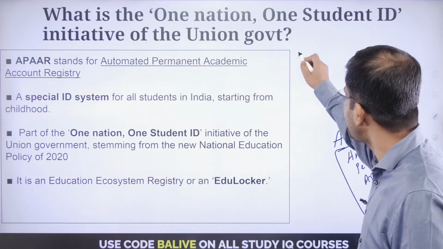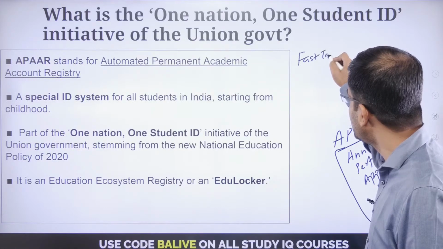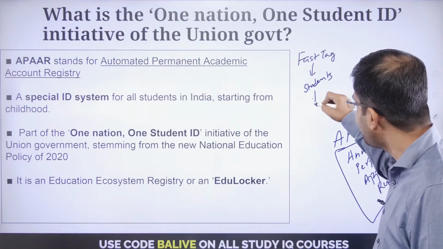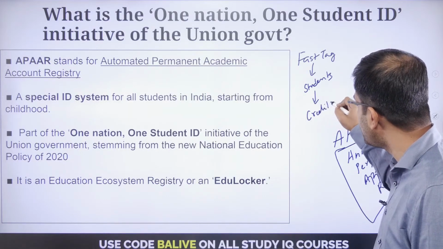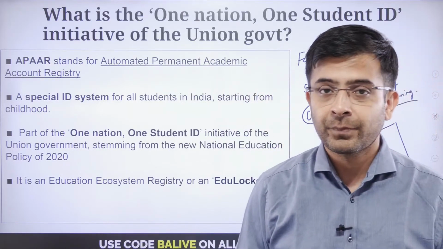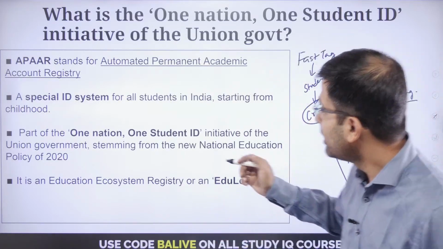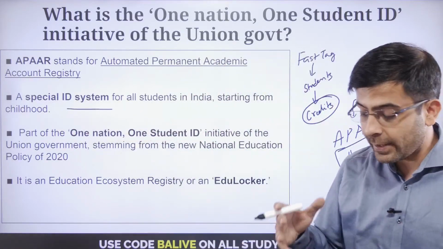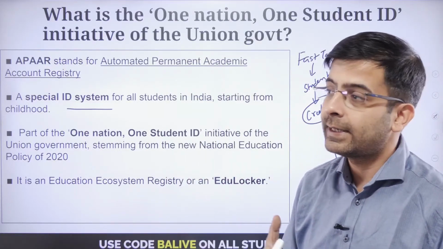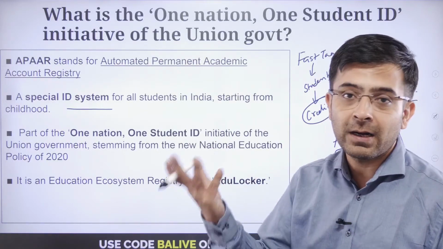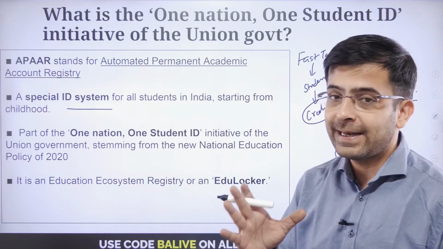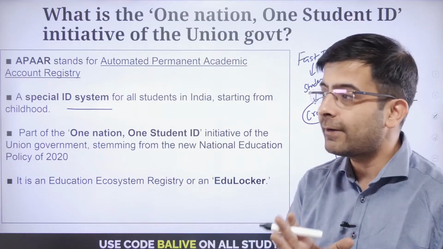This is essentially like a FASTag. You have FASTag for cars, no? So this is like a FASTag for students. This is going to be filled with credits. Just like you fill your own FASTag with money, you are going to fill APAR with credits. This is a special ID system. Linked to this ID is your complete history: your academic performance, your records that you have broken at Olympiad level or whatever level, special courses that you have taken. All of that is now linked to a single ID. So it's like a FASTag for students.